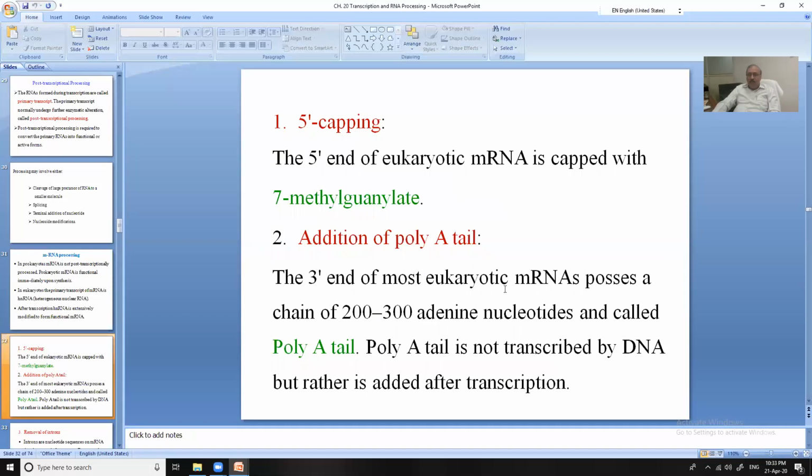The 3' end of most eukaryotic messenger RNA possesses a chain of 200 to 300 adenine nucleotides called the poly A tail. Okay, you will find a tail on the 3' end, and when I teach you protein synthesis, I will explain the role of this poly A tail. Poly A tail is not transcribed by DNA, but rather it is added after transcription. So take a note, it is not transcribed by the DNA, it is added after transcription. So you can say that it is included in the post-transcriptional modifications.